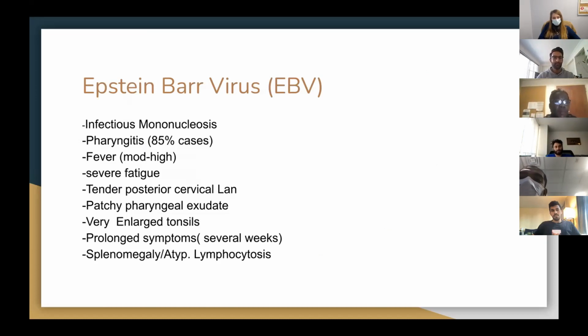EBV, one of the main things it causes is infectious mono, and in infectious mono, 85% of the cases have pharyngitis, high fevers, severe fatigue. Rather than anterior adenopathy, they tend to present with posterior cervical adenopathy, very large tonsils to the point that it can compromise their airway. And their symptoms can go on for weeks, some people even months. You can have splenomegaly and atypical lymphocytosis, as well as hepatomegaly in its presentation.